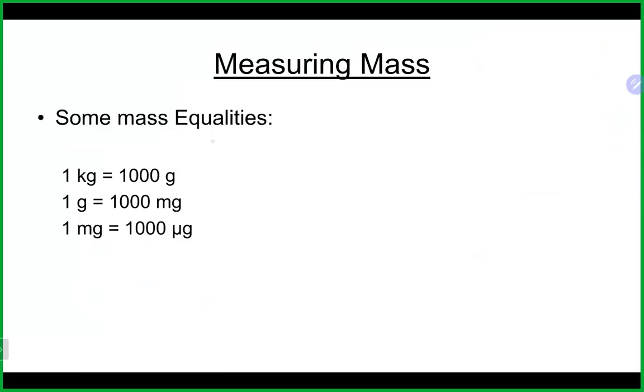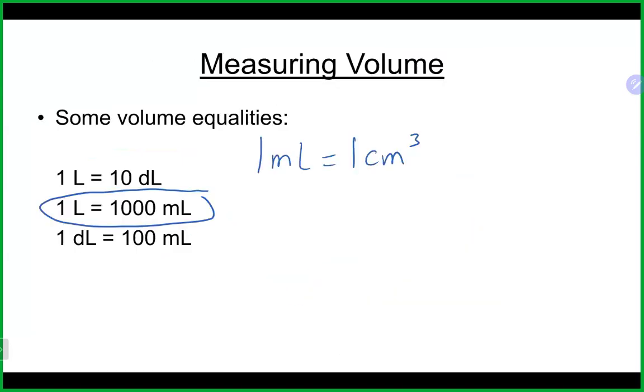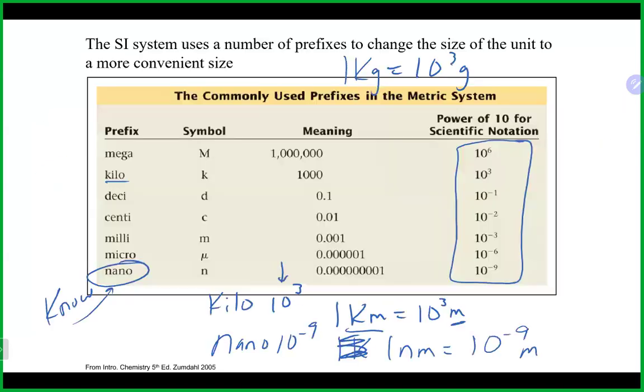Mass as well. Again, I would say these are important ones. 1 kilogram equals 1,000 grams, or 1 gram is equal to 1,000 milligrams. 1 milligram equals 1,000 micrograms. That's what this little symbol here represents. It's micrograms. And this brings up a really good point in terms of conversions and where people sometimes make an error. And maybe we'll go back to that table that we saw earlier.